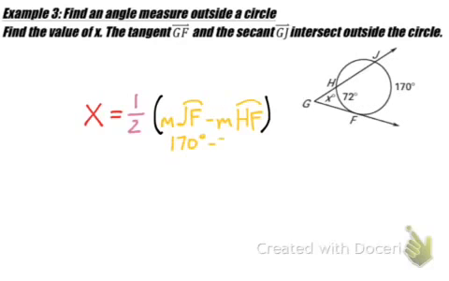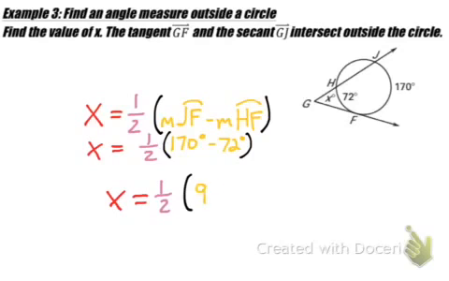We have 170 minus 172. I don't know why I'm working backwards, but I just filled in my measurement of JF and then the measurement of HF. That's equal to 1/2 of the difference of these two intercepted arcs. Simplify even further. We get 98, so 1/2 of 98 ends up being 49.